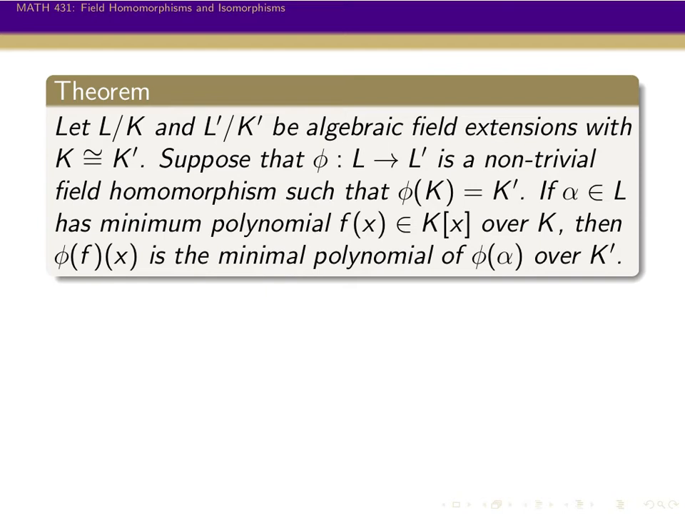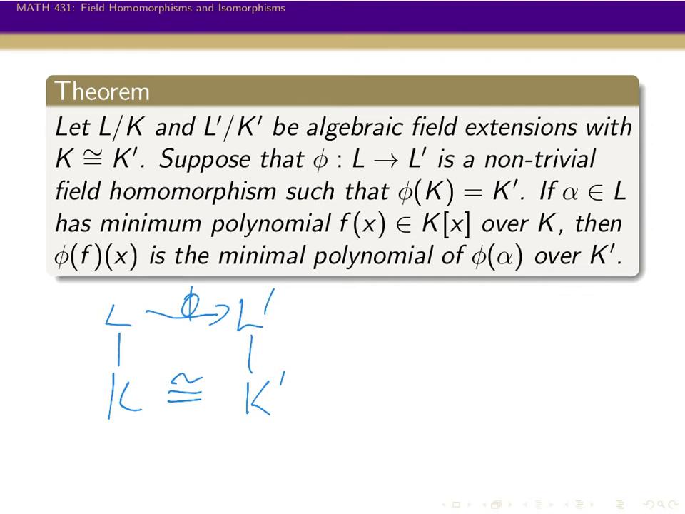Now, the last big theorem here is sort of taking this from the other direction. And so this one will take a little bit of time to parse through exactly what it's saying. Okay, and so the idea here is that we have L over K, and we have L prime over K prime, and we have some homomorphism phi that goes from L to L prime, and we have that K and K prime are isomorphic.